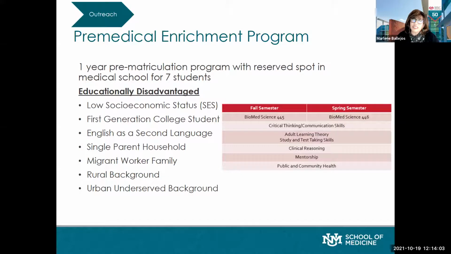So we have a variety of different courses as well, but this serves as one of our outreach programs for admissions. And this is how we help to look holistically at applicants in selecting people who have low socioeconomic status, they're first-generation college students. English is many times their second language. Many times they come from a single-parent household. They're a migrant farm worker, they come from rural backgrounds, or they're in an urban underserved background or area and upbringing. So these students really need that additional support to be successful in medical school.